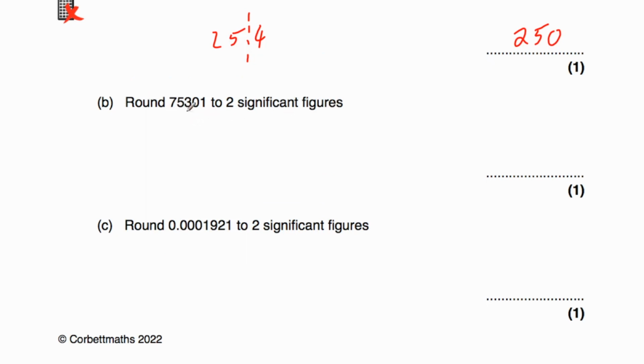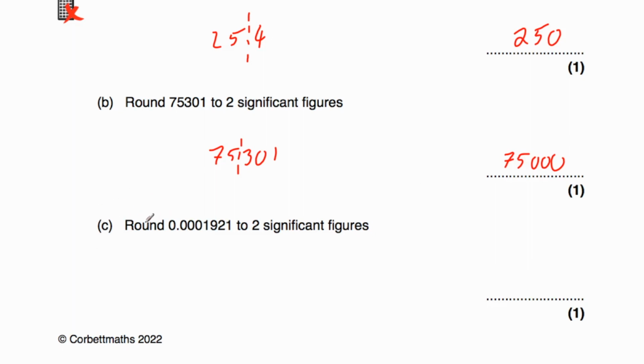So we want two digits followed by zeros. So our choices will be 75,000 or 76,000. I'm going to choose 75,000 because it's closer to 75,000 than it is to 76,000. Again, we could have written 75,301. We want to round to two significant figures, so we have two digits followed by zeros. And then we look at the third significant figure, which is a 3. That means we round down to 75,000.